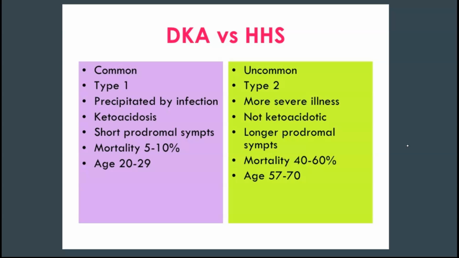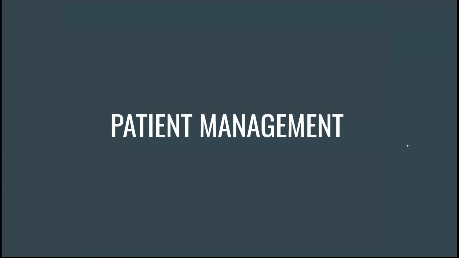So DKA, right? Type 1 diabetics, hyperosmotic non-ketoacidosis. This is more type 2. Usually DKA seen in younger patients who are kind of irresponsible, a little more active, where HONK is your older type 2 diabetics.